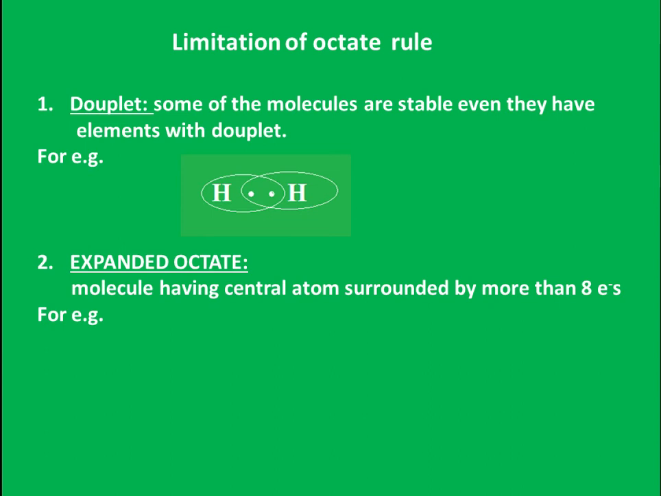According to the octet rule, hydrogen must have 8 electrons surrounding it, but in the case of the H2 molecule, both hydrogen atoms are surrounded by only 2 electrons. That's the biggest limitation of this octet rule.